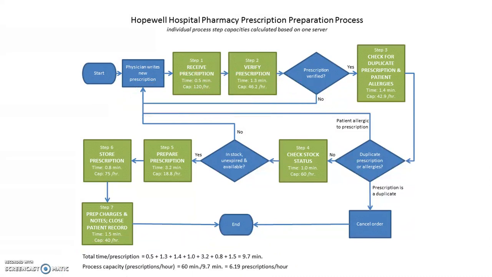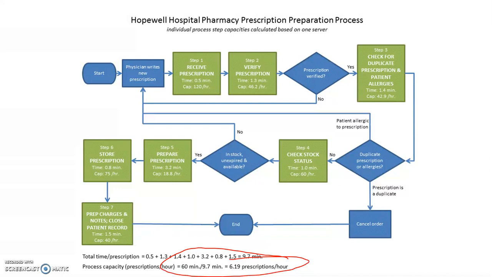If we're to calculate the capacity for the total process, we've got our total process capacity calculation down at the bottom here, again assuming one server. So we've got 60 minutes divided by 9.7 minutes, and that tells us that we can get 6.19 prescriptions filled in an hour through this process, and we'll round that off and just say 6 prescriptions. So our process as a whole can process 6 prescriptions per hour.